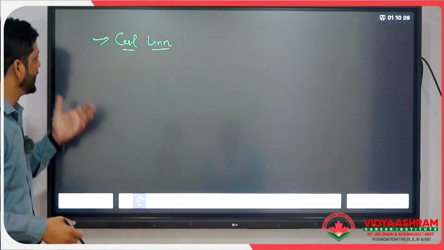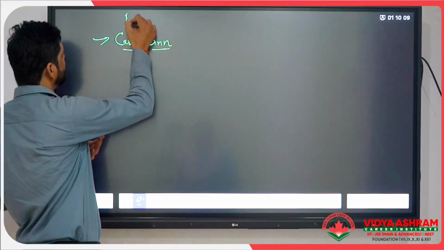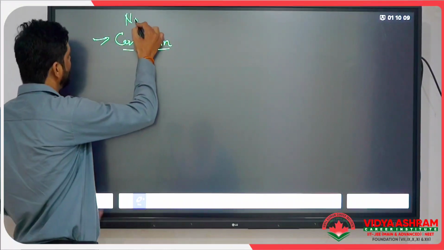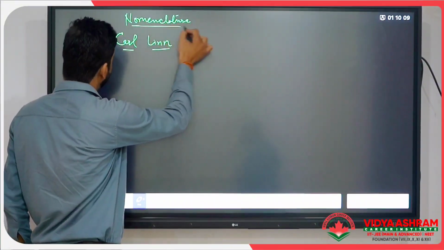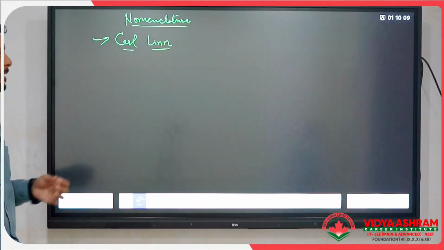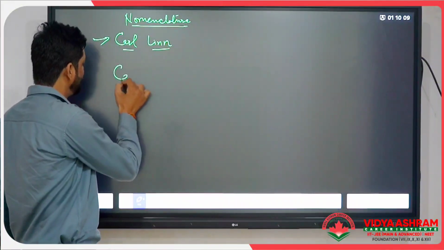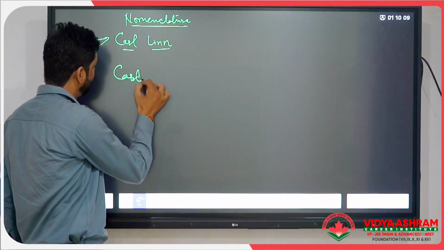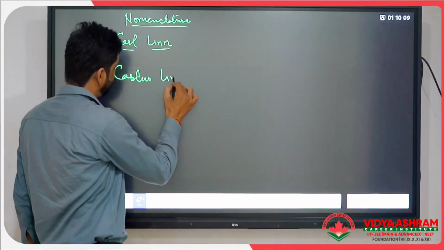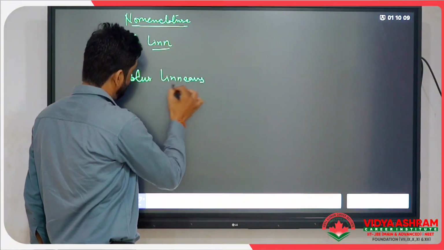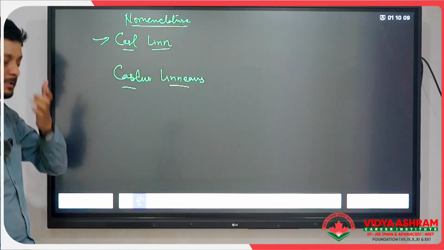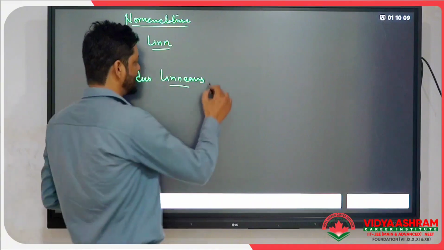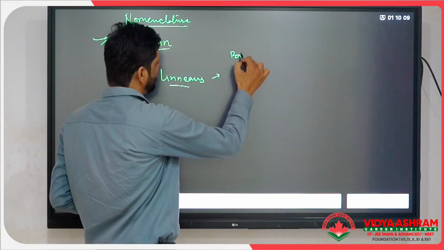Another scientist we are going to talk about is associated with nomenclature, and that scientist is Carlin. The actual name is Carolus Linnaeus. Carlin is the Latinized name. Carolus Linnaeus proposed the binomial nomenclature.